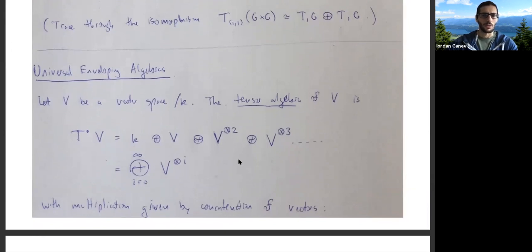So first let's start with the tensor algebra of a vector space. If we have any vector space over a field, then we can produce this algebra. It's a non-commutative algebra called the tensor algebra of V. So the definition is the following: it's K, the ground field, direct sum V, direct sum the second tensor power of V, direct sum the third tensor power of V, and so on. So it's a graded algebra where the ith graded piece is just the ith tensor power of V. And the multiplication on this algebra is concatenation of vectors.